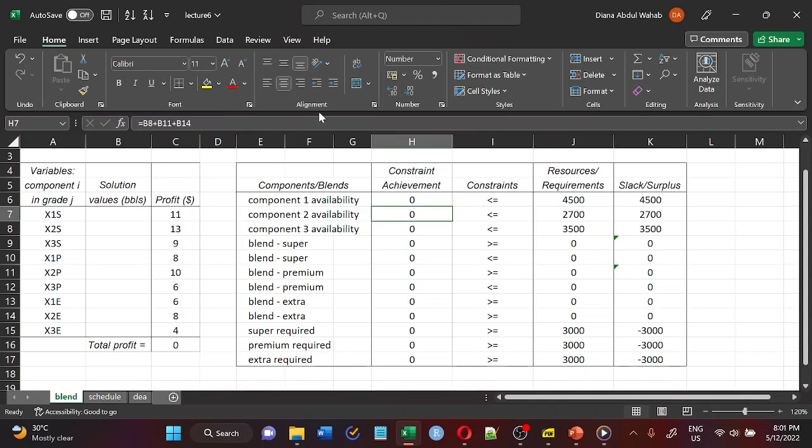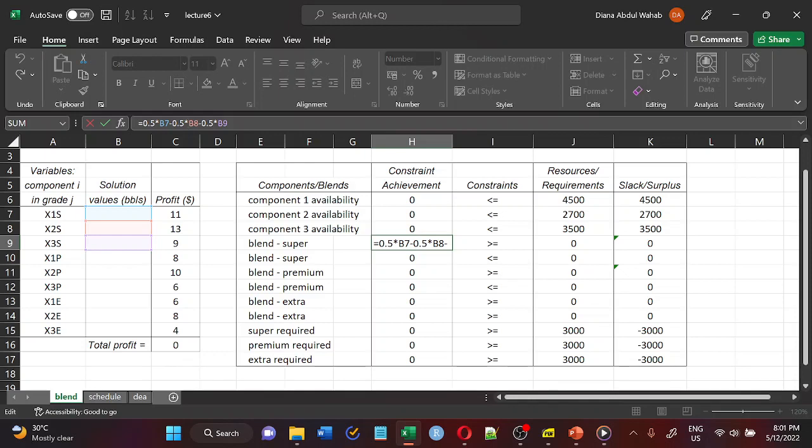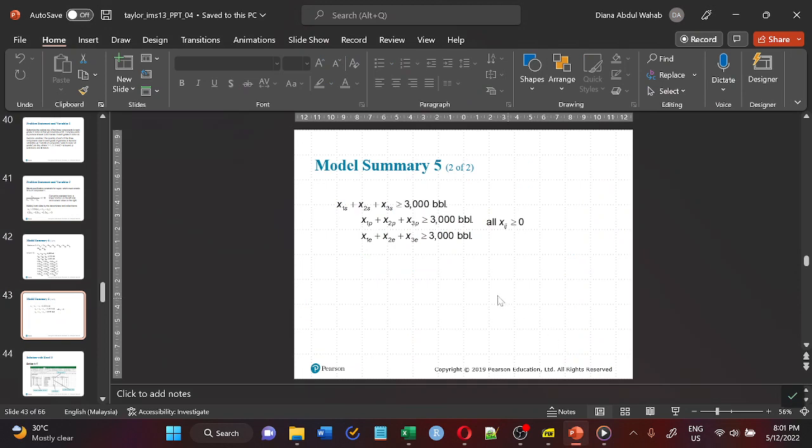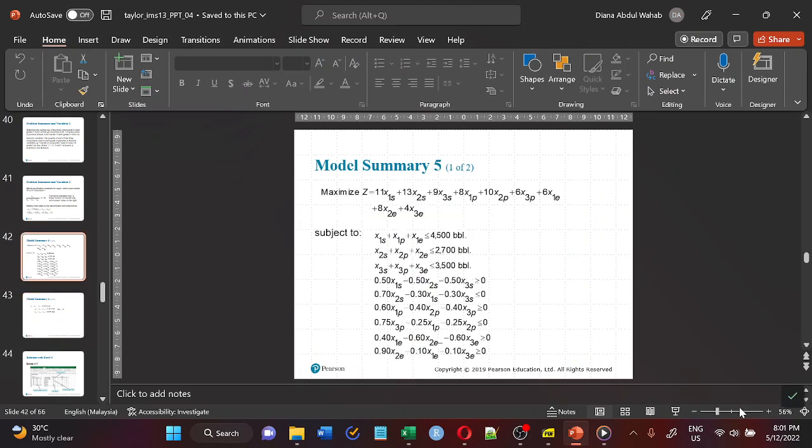And now we look at component 2. It is X2S, X2P, and X2E. So basically this is the component 2 that is used in super, premium, and extra. And the same goes for the third one. I believe the next one is talking about the equations that we talked about just now. So this one you have to really follow the equations. Now let me go back to the equation.